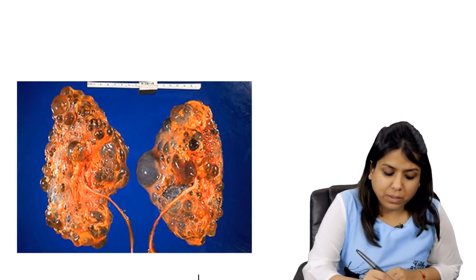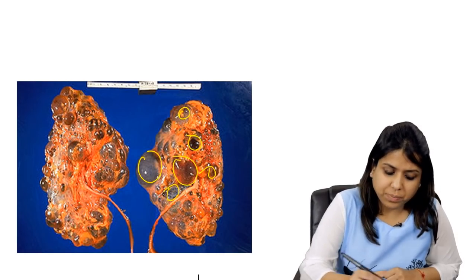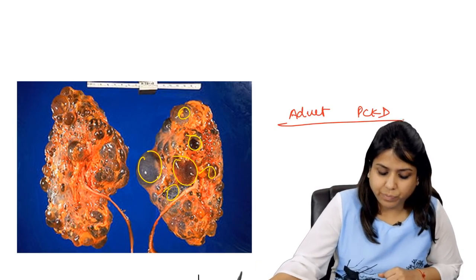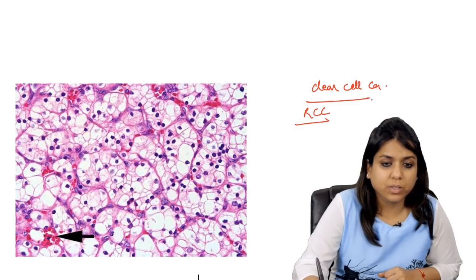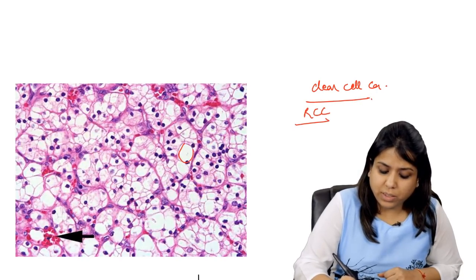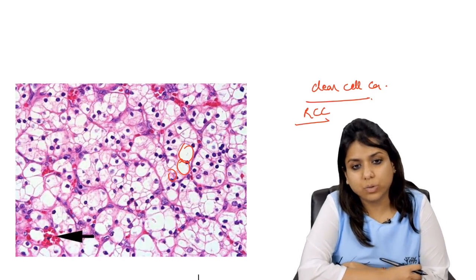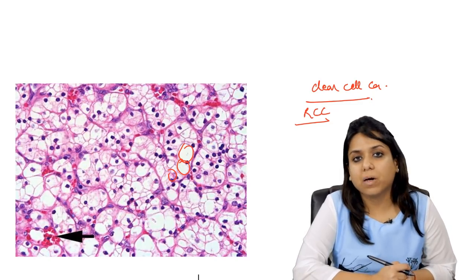Kidney with multiple cysts, I can see. So what will it be, students? Gross specimen, adult polycystic kidney disease, PCKD. Kidney tumor, very easy. It's a clear cell carcinoma, renal cell carcinoma, clear cell. Can all of you appreciate these cells which are totally clear? Clearing is because of glycogen. That is why these cells are PAS positive.